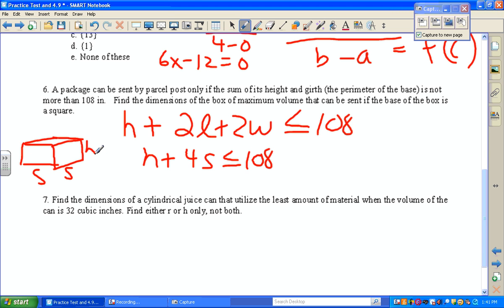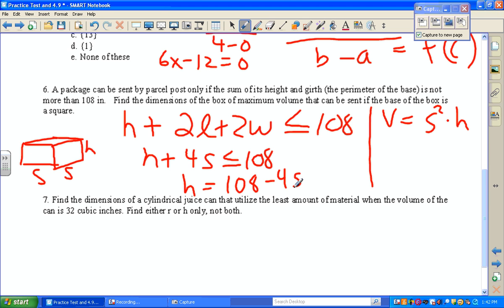How do you find the volume? Right, length times width times height. So you're trying to maximize, in this case, the volume is what? S squared times H? Maximum volume. So H equals 108 minus 4S.